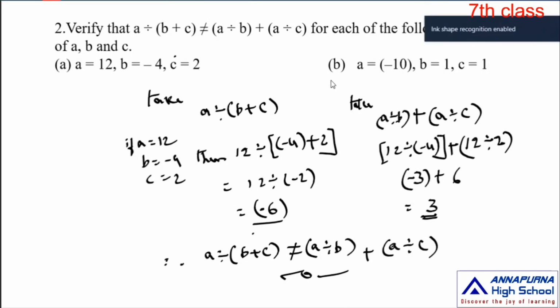Now if you come to the B bit, A is equal to minus 10, B is equal to 1, C is equal to 1. So this is same as this one. You just substitute these three values A, B and C in this one. Okay, now this is HW. Now come to the third problem.